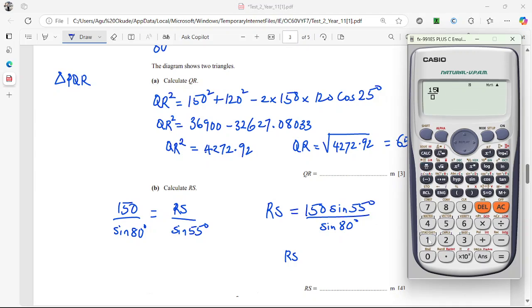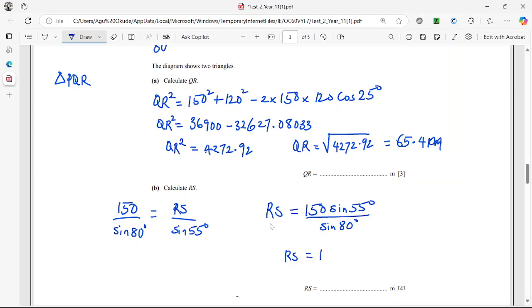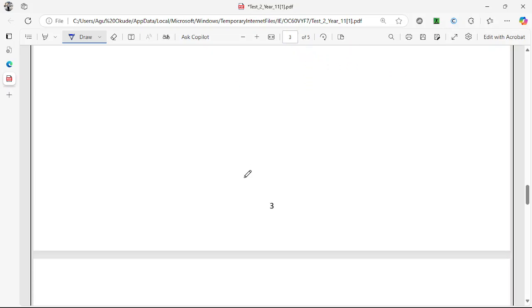Let's input everything in my calculator. We have 150 sine 55, all over sine 80. What I have there is 124.8. That's fine. So I have 124.8 meters. That's the answer.